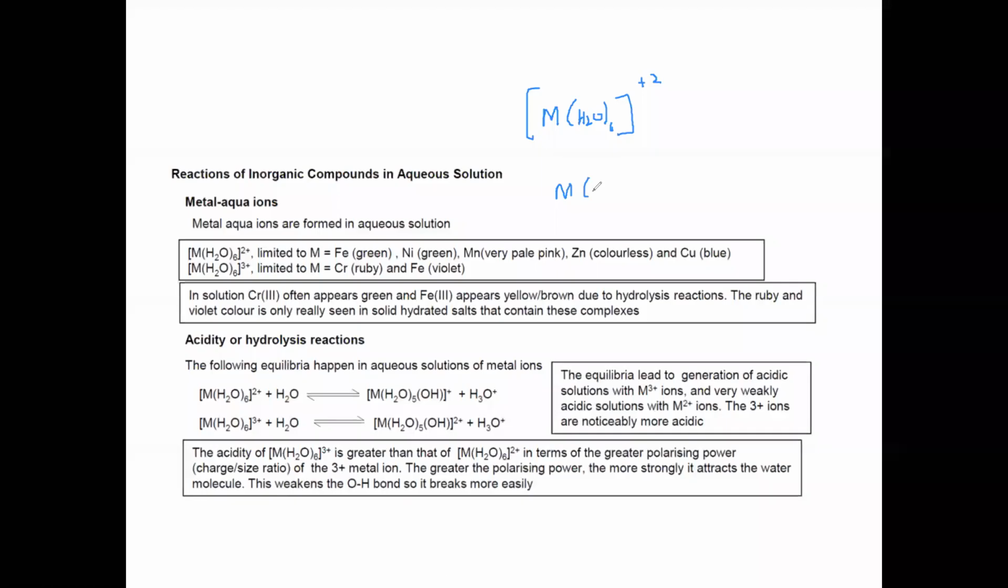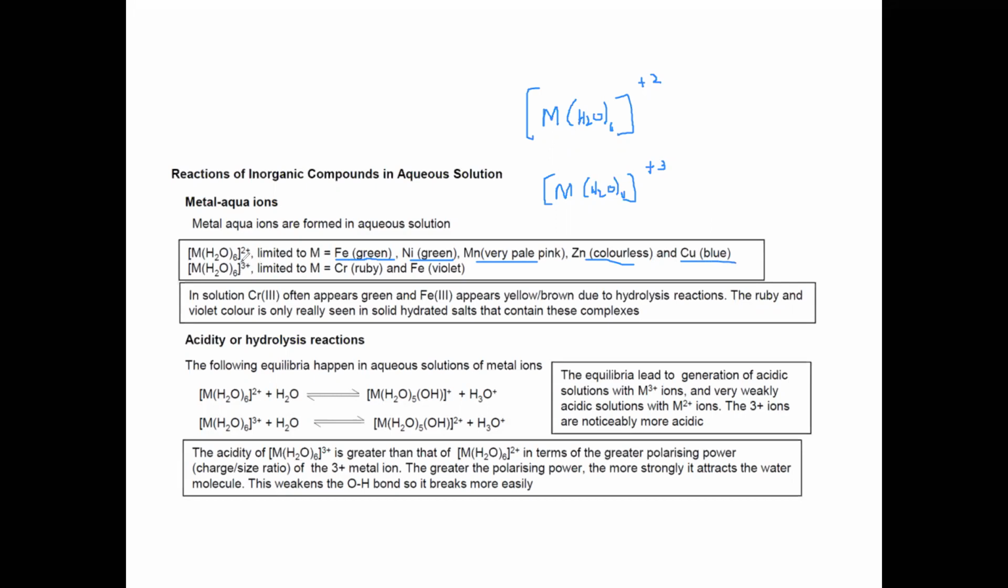If the metal oxidation number is +2, then the charge on the complex will be +2. So if we have M(H2O)6, M can be iron. If it is iron 2, then it will be a green solution. If nickel is there, it will be a green solution. And if manganese is there, which is +2 in the solution, it will be very light pink. If zinc is there, it will be colorless. If copper is there, it will be blue.